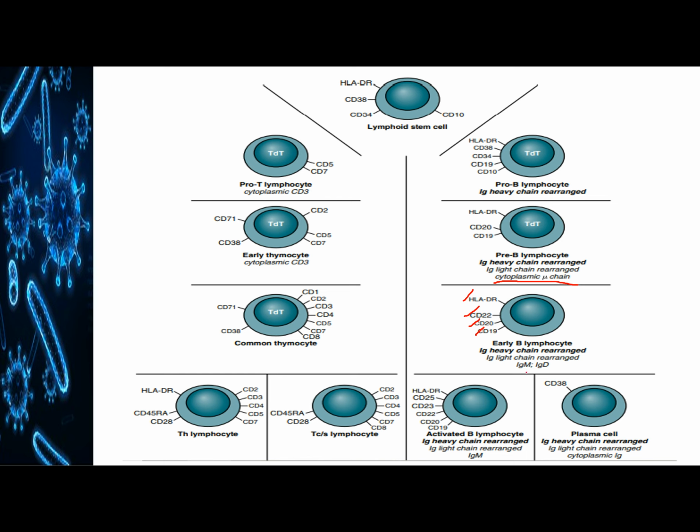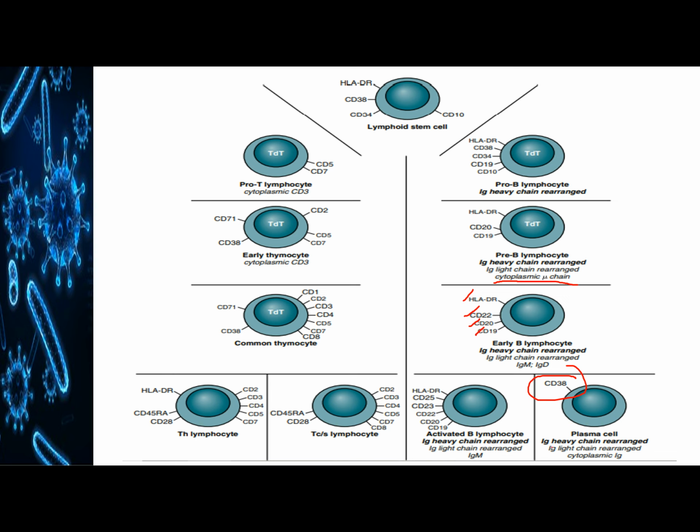Now, ito, class, would either become an activated B cell or plasma cell. So, kapag activated B cell siya, class, HLA-DR, 25, 23, 22, 20, 19. Pag plasma cell siya, the only marker found is CD38.